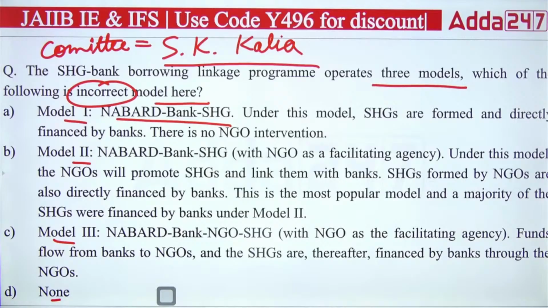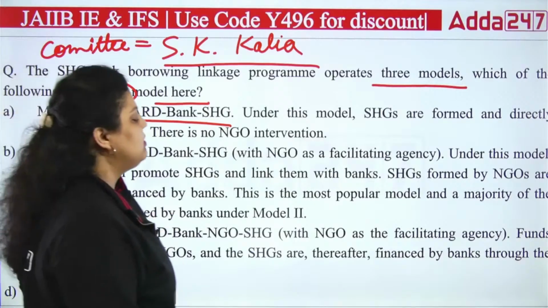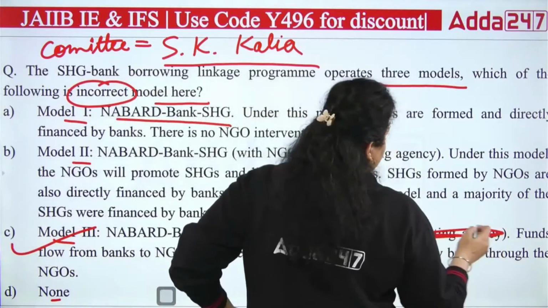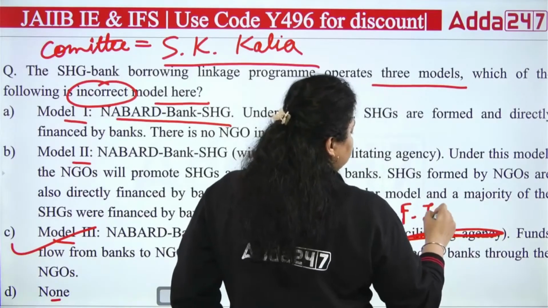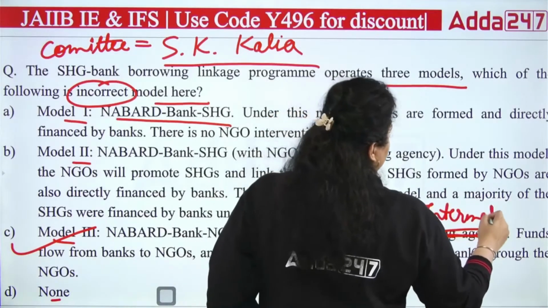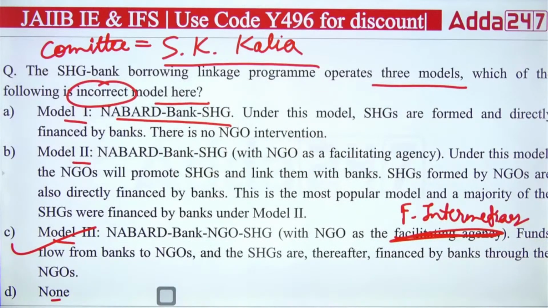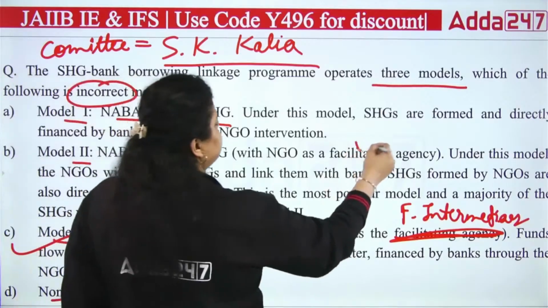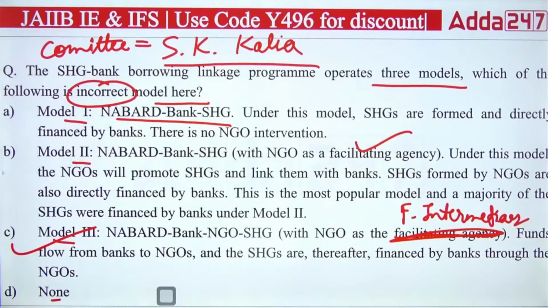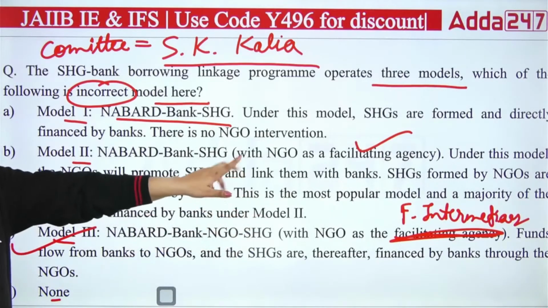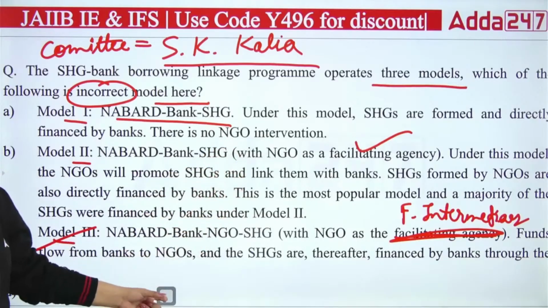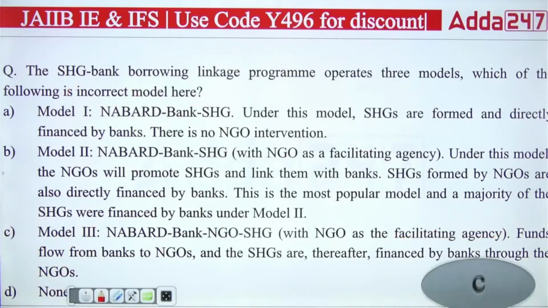B, C and D, three options are coming. No, actually C is incorrect. Reason? Because here the NGO will be working as a financial intermediary. Here the work of NGO will be as a kind of financial intermediary, not a facilitating agency. The facilitating agency work will be in the model B. Okay, so right answer is C. And why is it a wrong statement? Because the NGO work will be in the financial intermediary form. Okay, right answer will be here C.